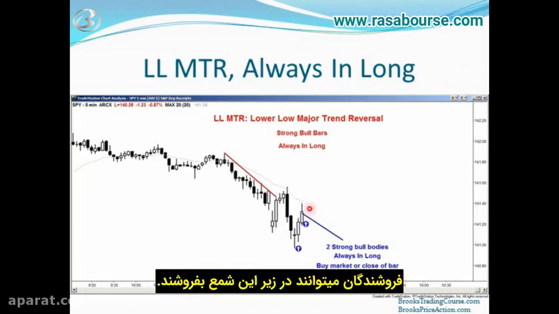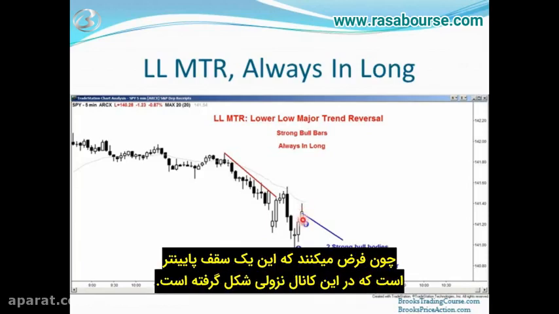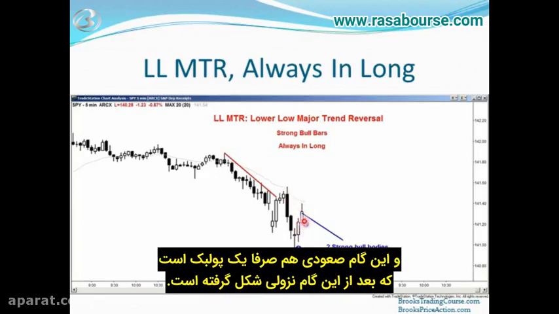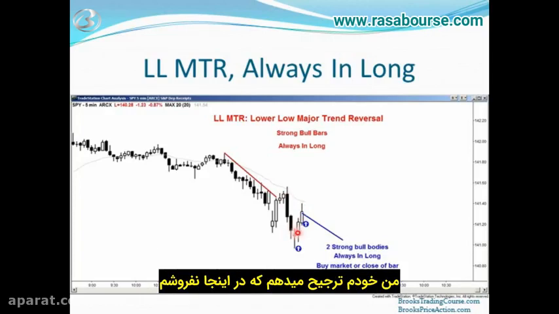For the bears, they might short below this bar, thinking that it's another lower high in a bear channel, and that it's simply a pullback from this strong bear breakout to a new low of the day. I personally would not take the short, because we're getting far too many bull bodies, far too much buying pressure.